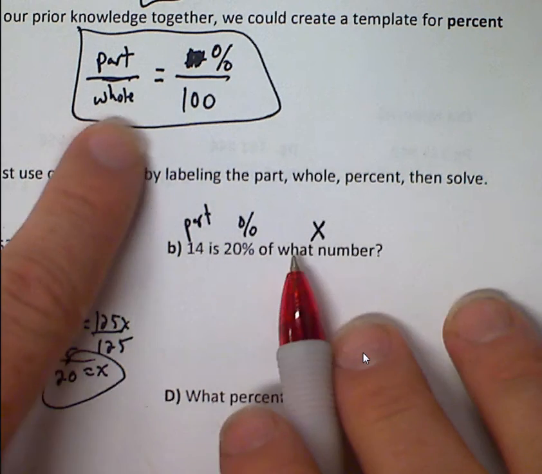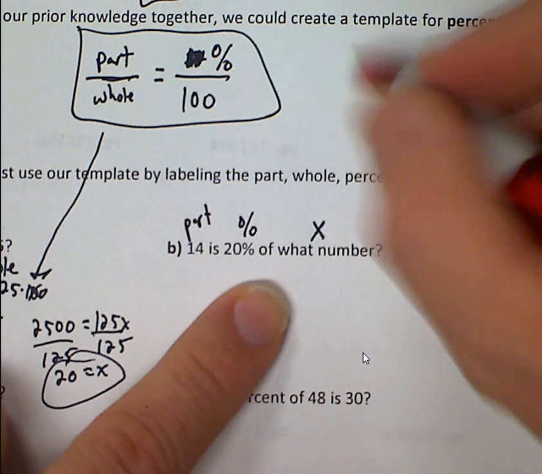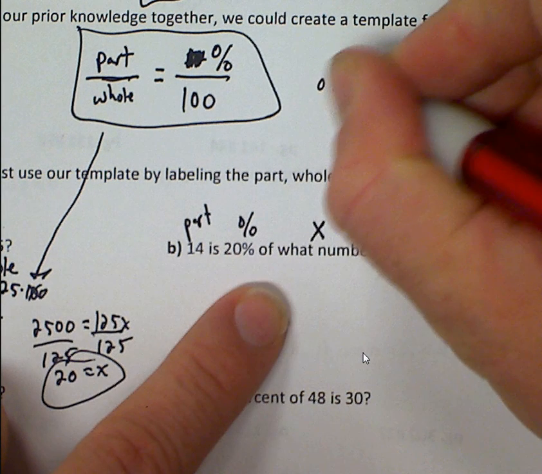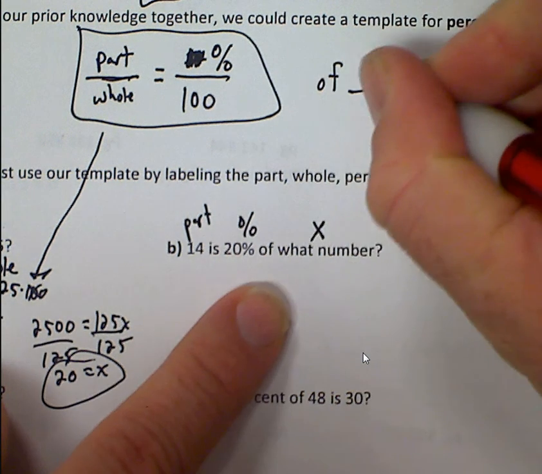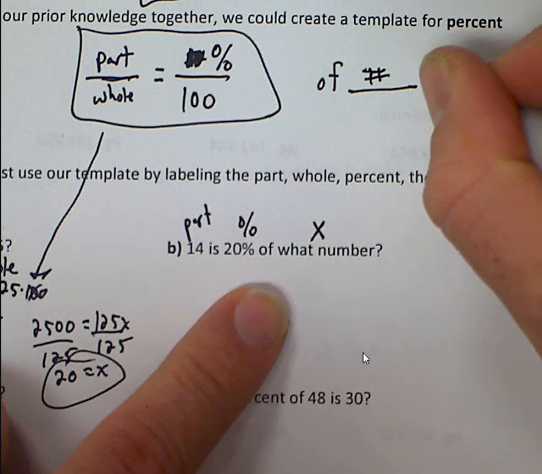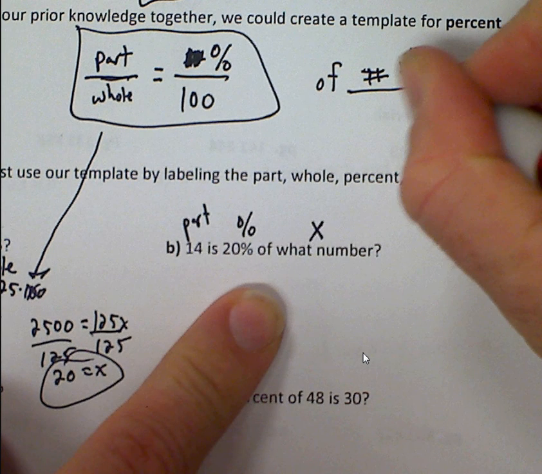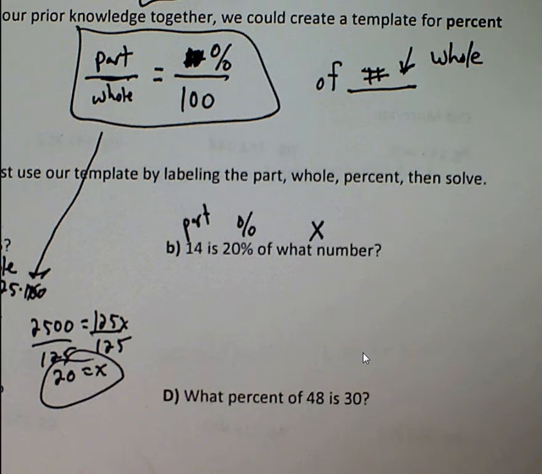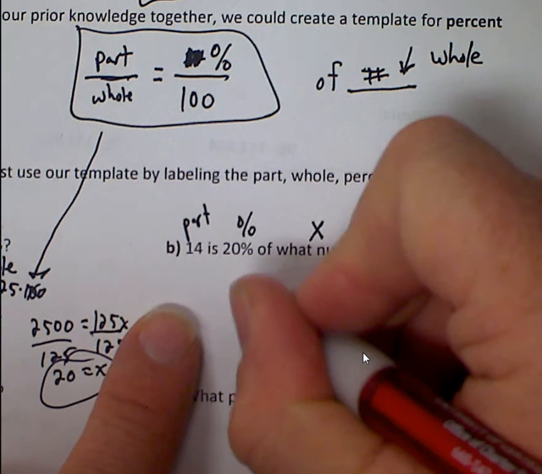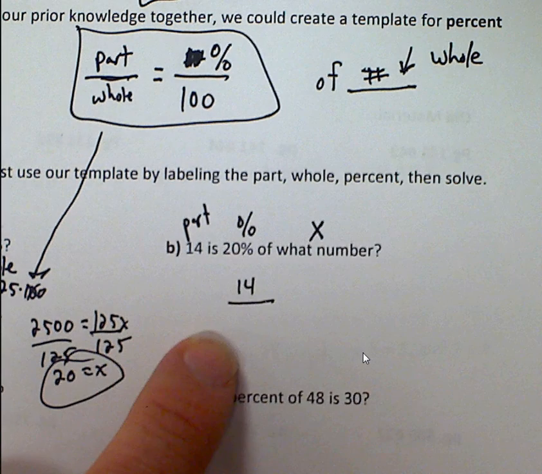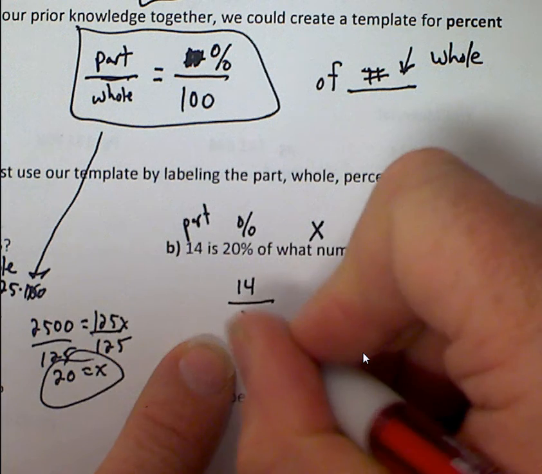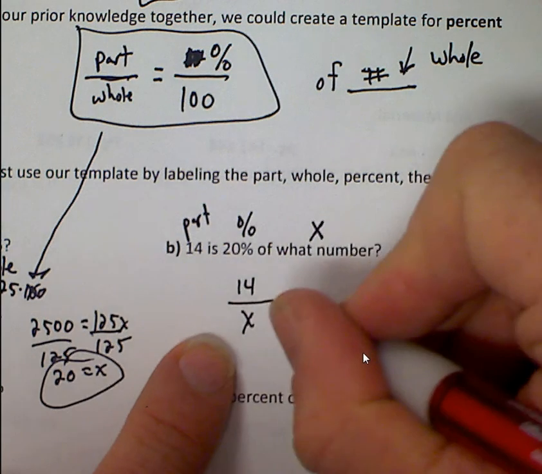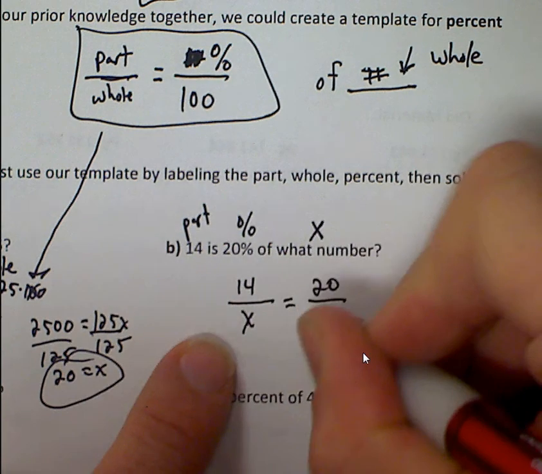Let me go ahead and give you guys a hint as well. When you are given the word "of," whatever number comes after will always represent the whole. So my part is 14. My whole, I don't know my whole, but I know that it equals 20% over 100.